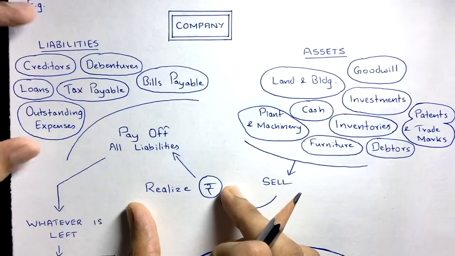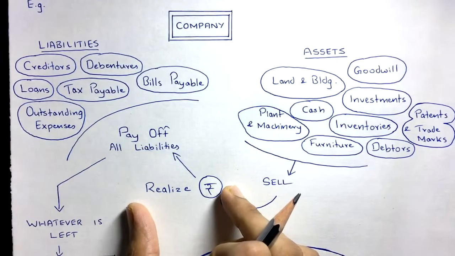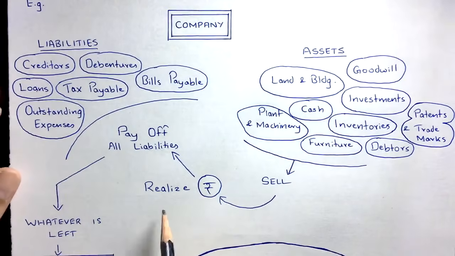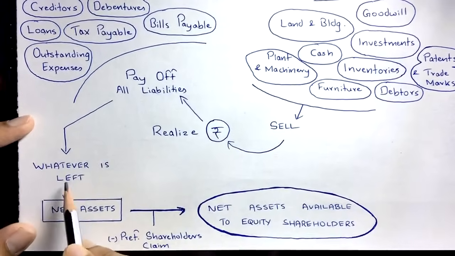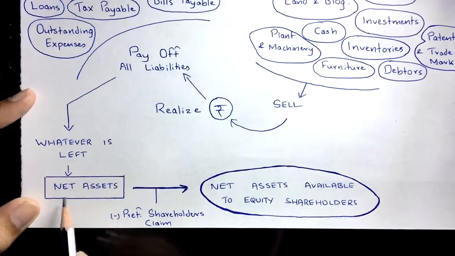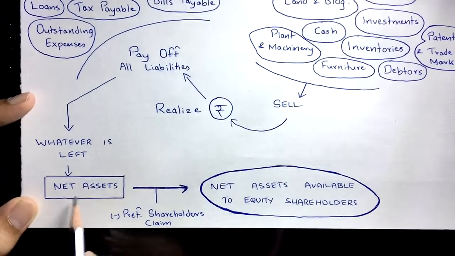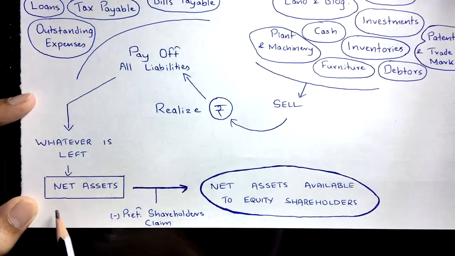All the third party liabilities we are going to deduct from the realizable value of assets. So after deducting the liabilities from the realizable value of assets, whatever is left, that would be called net assets. But this is not useful to us.